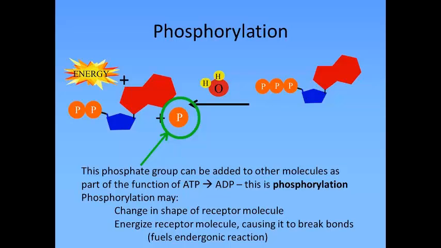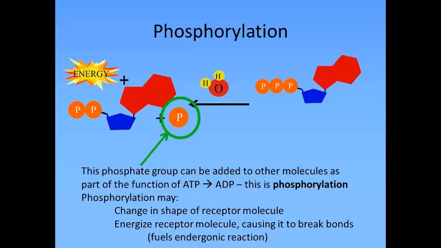Adding the phosphate group to another molecule may change the shape of the receptor molecule, and it may energize the molecule, causing it to break bonds and fueling an endergonic reaction, which takes in the energy that has just been released from the ATP. So this movement of phosphate groups is key to following the energy.